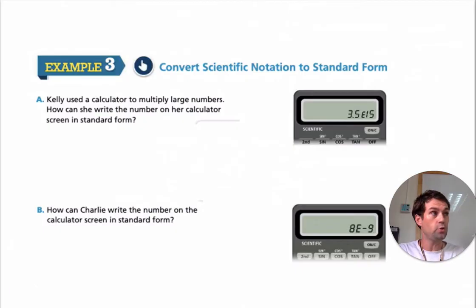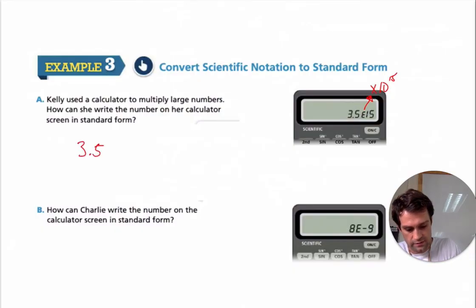On a calculator, you can use scientific notation and you can read it out. We're going to convert scientific notation to standard form. So Kelly uses this calculator to multiply large numbers. How can she write the numbers on her calculator in standard form? So this form here, 3.5 E, is actually just telling us that it is times 10 to the power of 15. So this is 3.5 times 10 to the power of 15.